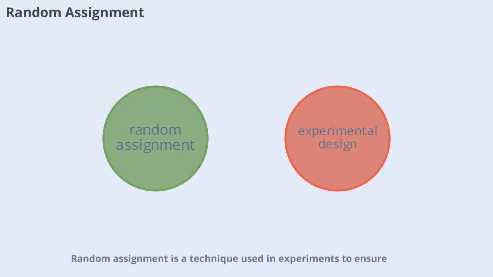Random assignment is a technique used in experiments to ensure that participants are equally likely to be placed in any group. This process helps eliminate selection bias and increases the validity of the results. By randomly assigning participants, researchers can be more confident that differences between groups are due to the experimental manipulation rather than pre-existing differences. Random assignment is a cornerstone of rigorous experimental design.